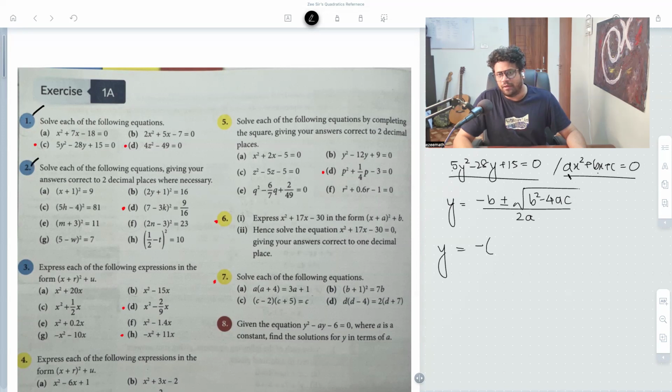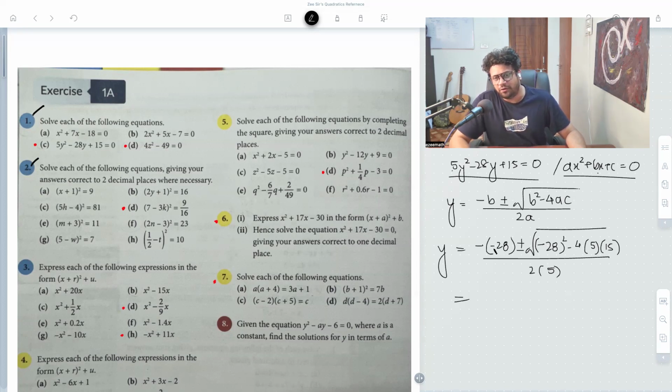Negative b is negative of negative 28, plus minus square root of b square, that's again negative 28 squared, minus 4 into a into c, divided by 2 times a. A common mistake here is to ignore the fact that you have a negative 28 as b. You may simply write a negative 28 here in place of negative b. That is wrong. B should be replaced by negative 28 in brackets, and that negative should stay like that. So that's one thing one should keep in mind.